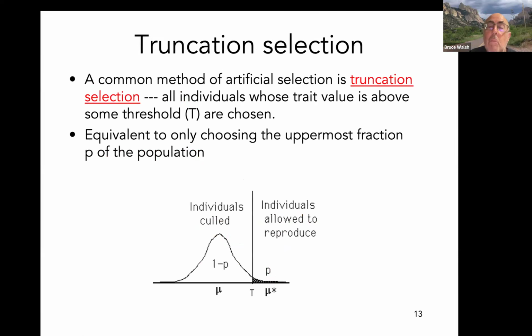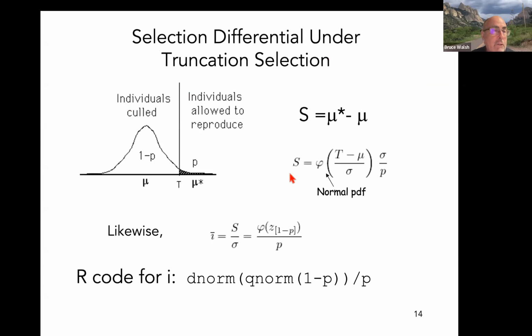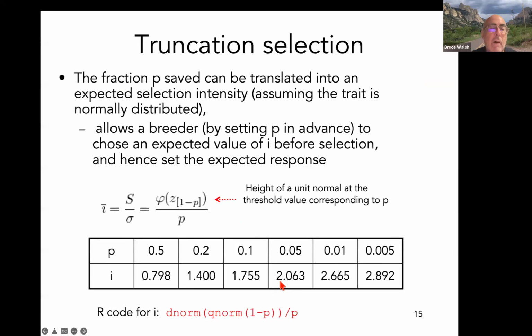If the trait is normally distributed, which most traits of interest roughly are, if I tell you the fraction saved, I can exactly translate that into an intensity. So here's the expression that does that. This is the value of a normal distribution evaluated at this threshold point. There's the R code that will do that. So if you plug in, let's say 10%, this gives you the intensity. And here's what that table looks like.